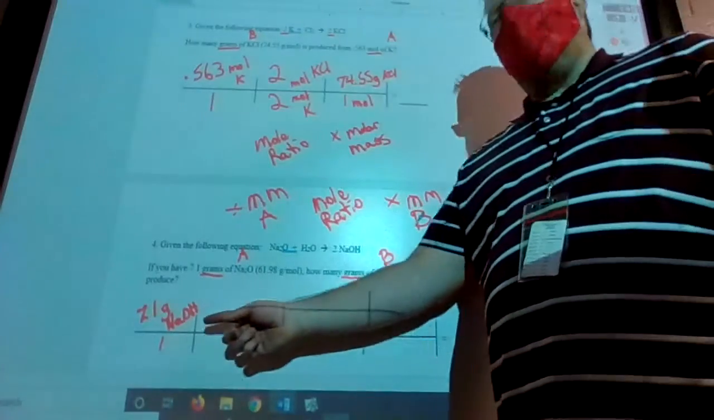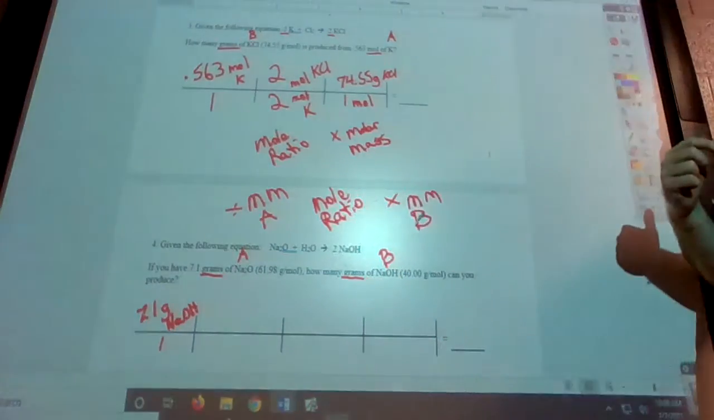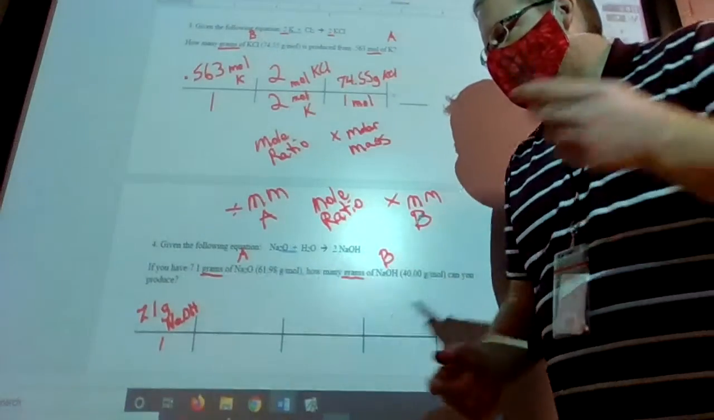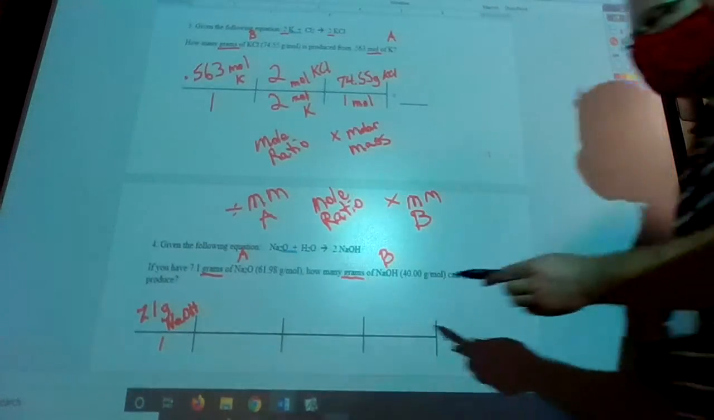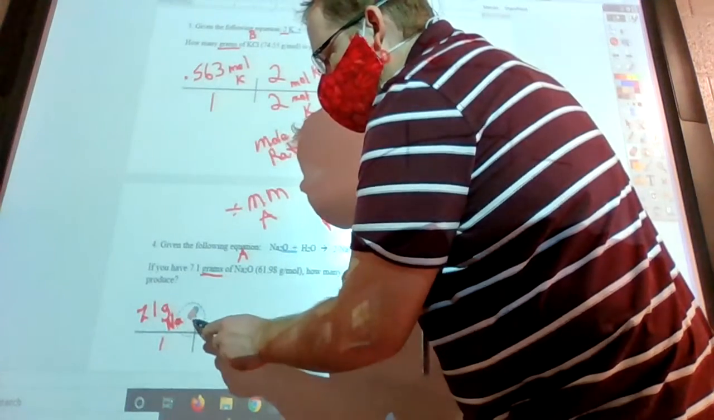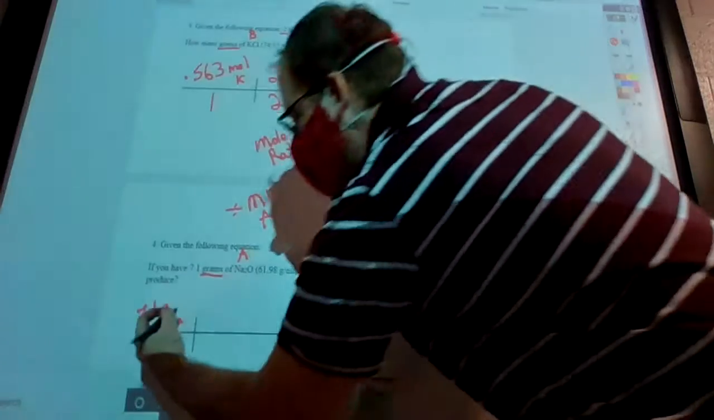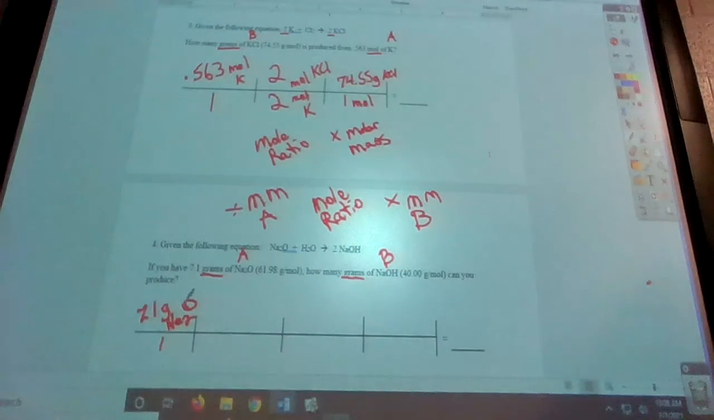So what's my starting chemical? What's my starting chemical A? It's that Na2O. Oh, yeah, I wrote that down wrong. Y'all didn't even say anything. You're just going to let me do it wrong. So I have NaOH over here. It needs to be Na2O. There we go. So now 7.1 grams of Na2O.